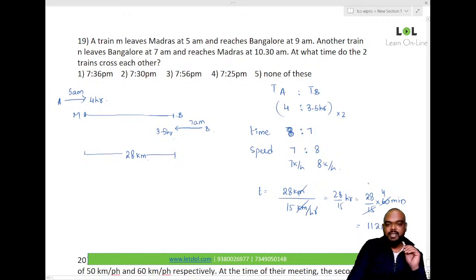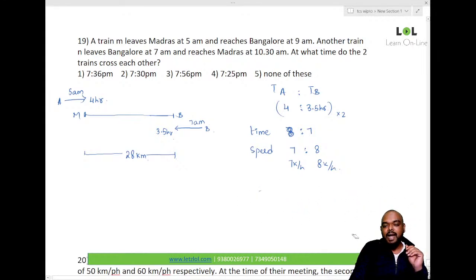Wait a second, guys. Wait a second. We can't do this. Hold on. I forgot the crucial point here. Are they both leaving at the same time or different times? Different times, right? So it means when train B leaves at 7 a.m., train A would have traveled for 2 hours. It left at 5 a.m. So it would have traveled obviously 2 hours.